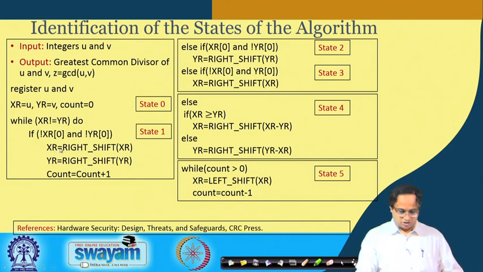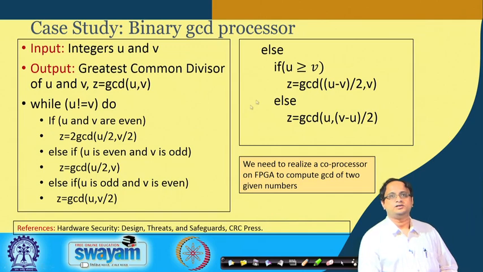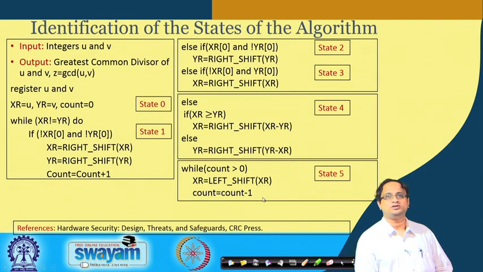if you go back to my algorithm, we have to divide u by 2 and v by 2. Okay. So how will you do this in hardware? The usual way of doing this in hardware is a right shift. So here we do a right shift of XR and a right shift of YR. Both are equivalent to dividing them by 2.